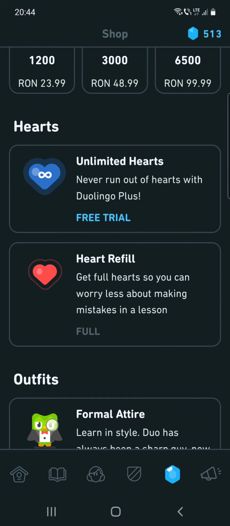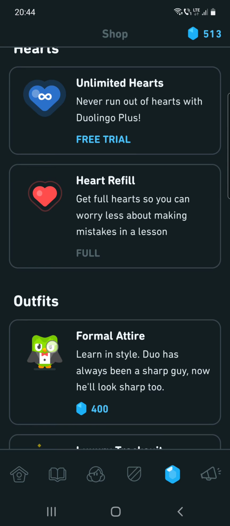currency. And there is the hearts, the ultimate hearts, never run out of hearts with Duolingo Plus, and you can try, there is a free trial, sorry, and the heart refill, get full hearts so you can worry less about making mistakes in a lesson.